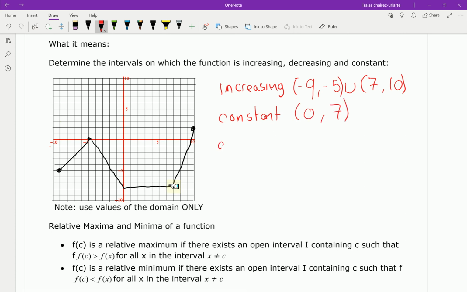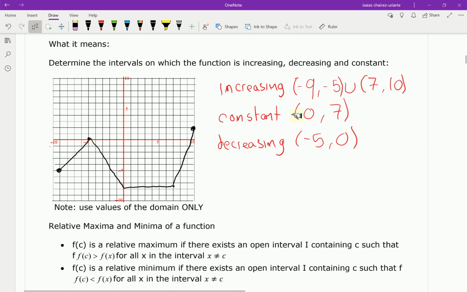Where is my function decreasing? Well, I'm going to say that my function is decreasing between -5 and 0. Notice that I use parentheses here for pretty much everything, because at these boundary points where it changes from increasing to decreasing, it gets a little ambiguous to determine the behavior of the function. That's why we use parentheses there.